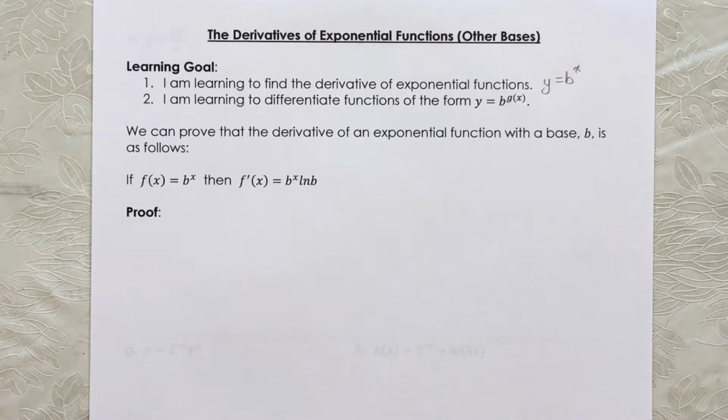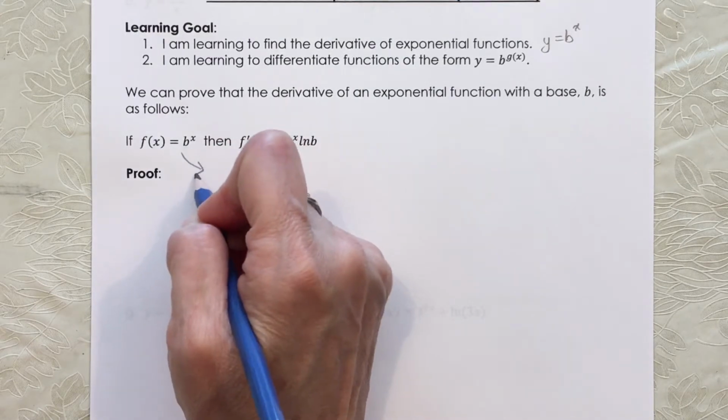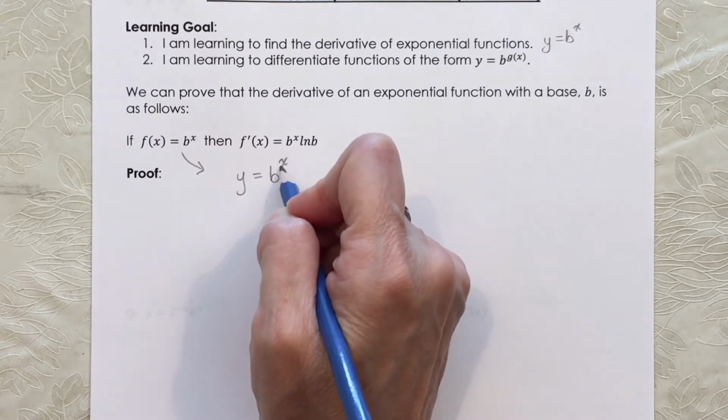And then we're also learning to differentiate functions of the form y equals some number base to an exponent that's a function of x. So we can prove that the derivative of an exponential function with a base b is as follows. So if f at x is b to the x, then f prime at x, or the derivative, is b to the x times the ln of b. So this is how we're going to do it. We're going to start off rewriting the function as y equals b to the x.